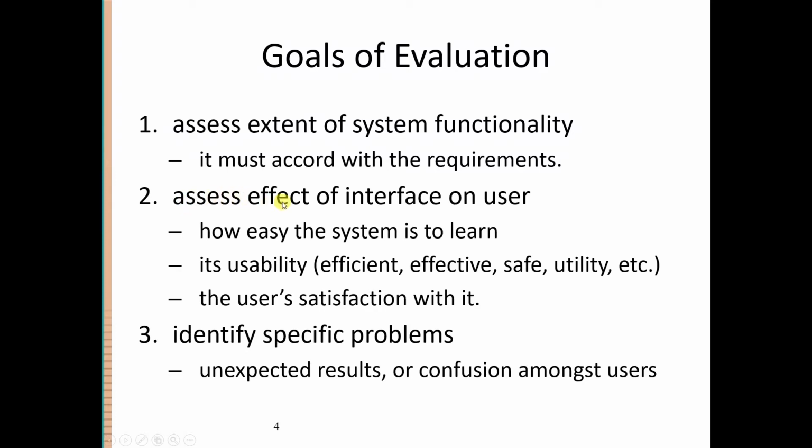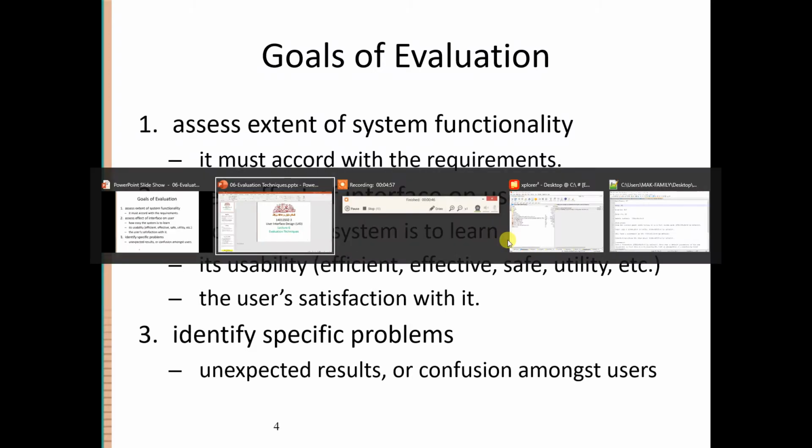And then assess the effect of the interface on the user. The system, especially software, has an interface which has many components. So how the user is going to be affected by this interface, what the user reactions are, whether the user is feeling comfortable or not. We have to check these things during the evaluation. For example, how easy the system is to learn. One of the usability criteria is that the system should be easy to learn. So this should be checked during the evaluation process.